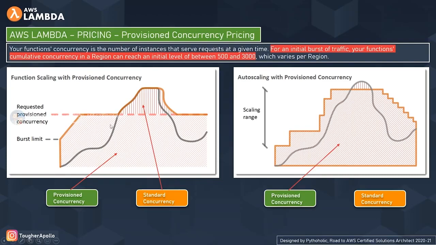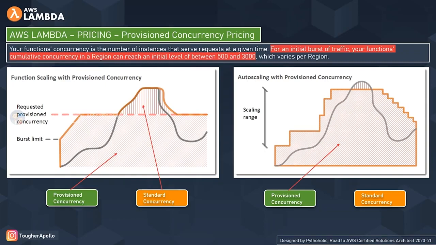And when the burst concurrency reaches its limit, the function starts to scale linearly. And if this concurrency isn't enough to serve all the requests, then additional requests are throttled and should be retried. But here as well, if your function still needs further scaling, then AWS tells us that we can provide auto scaling with provisioned capacity or provisioned concurrency as well.